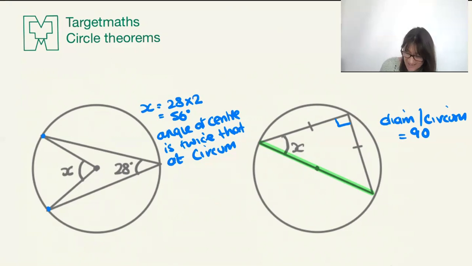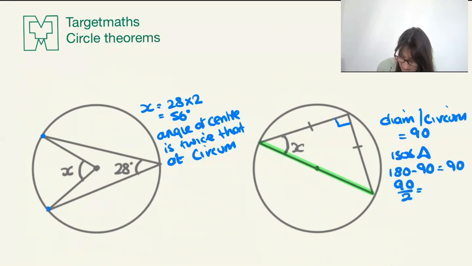I've then noticed that an isosceles triangle is part of this diagram. Okay, so isosceles triangle has been used. 180, take away the 90 I know gives me 90. 90 divided by 2 equals 45. So x is equal to 45 degrees. And the facts are clearly written down for the examiner as I went along, and that would be good enough.